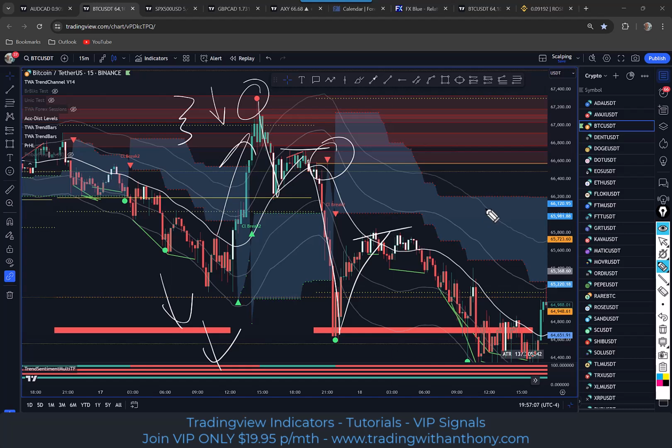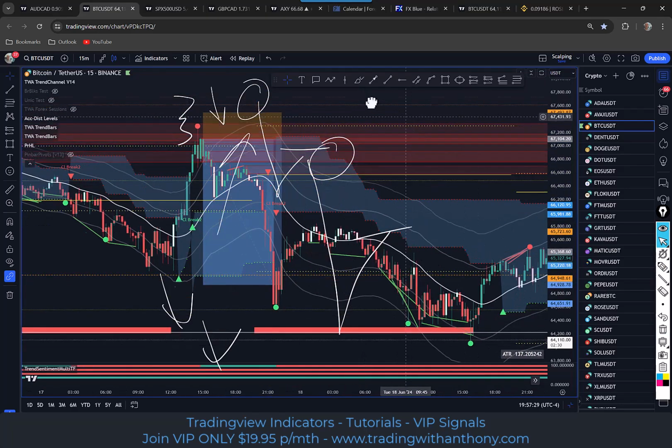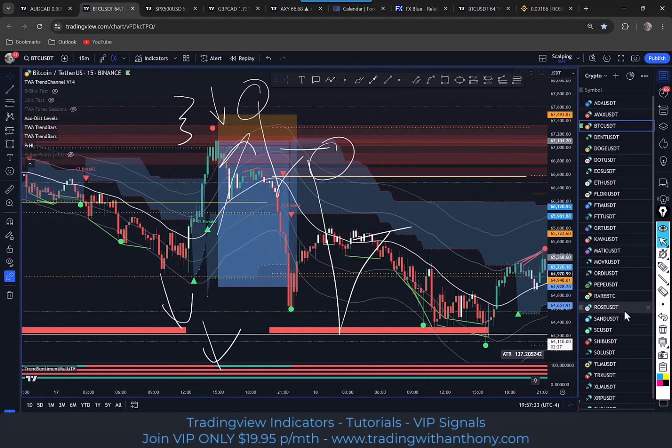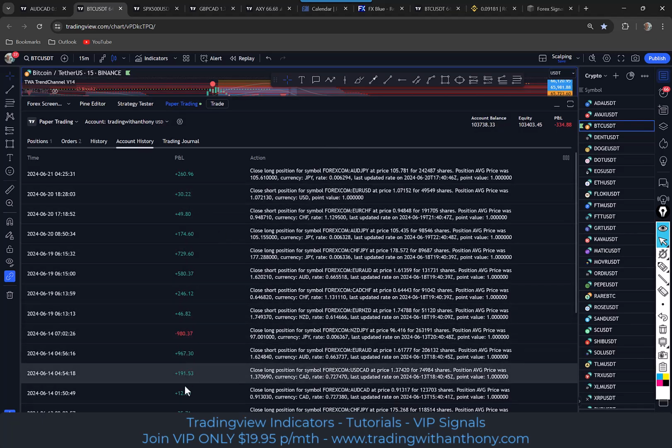Okay, there's two opportunities to get short right there. Stop above the high, that's a 5.5R outcome right there. And yeah, it continues on. This system, this strategy makes money, as you can see here.